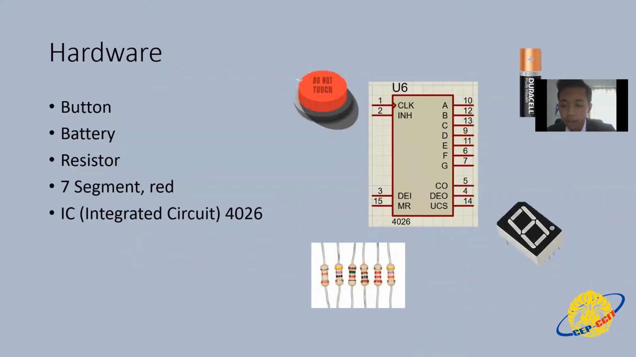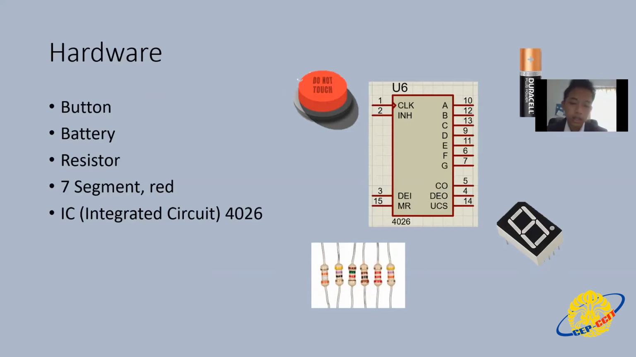There is CO or carry out. This pin produces 1 pulse at a counter of 10. So when the display reaches 9, this pin will send a signal that can increase the other 7-segment LED display by 1. And there is DEO, the fourth pin, or display enable output, that enables the carry out pin.